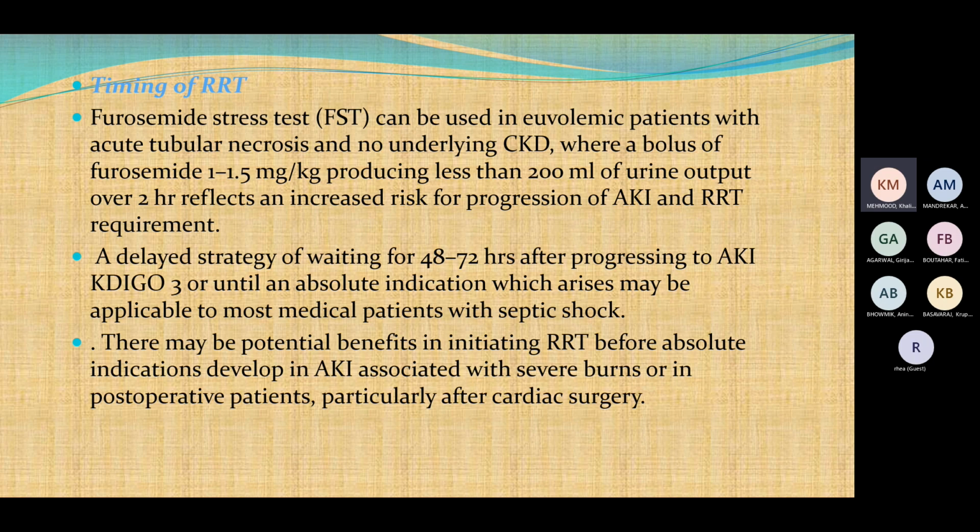So coming to the timing of RRT, there's one way that we usually use on the floor. It's called the furosemide stress test. It's used in euvolemic patients with acute tubular necrosis and no underlying CKD, where we give a bolus of furosemide, maybe 1 to 1.5 milligram per kilogram. If they produce less than 200 mils of urine output over 2 hours, that reflects an increased risk for the progression of AKI, and the patient might need RRT in that case.